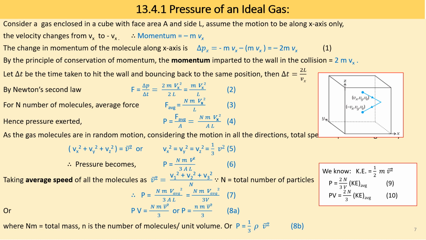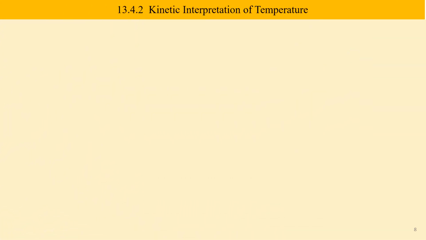Second, we have ignored any collision in the derivation. Though this assumption is difficult to justify rigorously, we can qualitatively see that it will not lead to erroneous results. Next, we will calculate the kinetic interpretation of temperature.